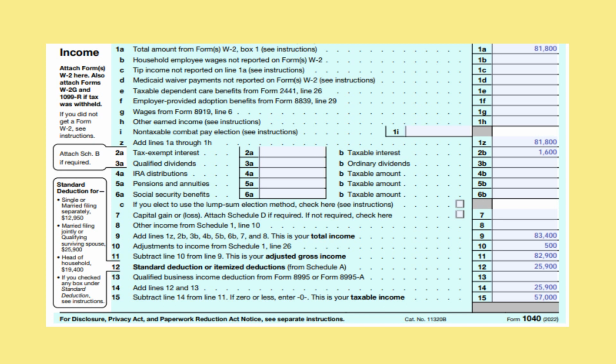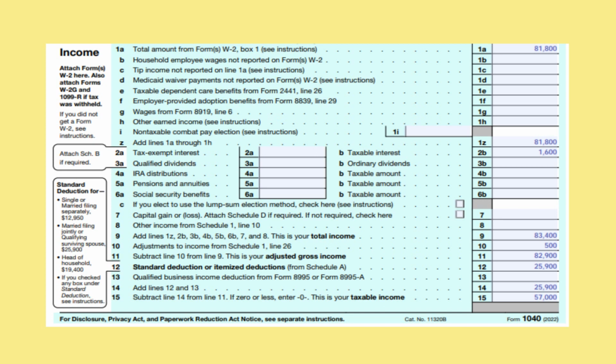On line 6A, put the Social Security benefits that were reported to you on Form SSA-1099 in Box 5. On line 6B, put the taxable portion. I have another video that walks you through how to calculate the taxable portion of your Social Security benefits, and I will put the link at the bottom of this video.